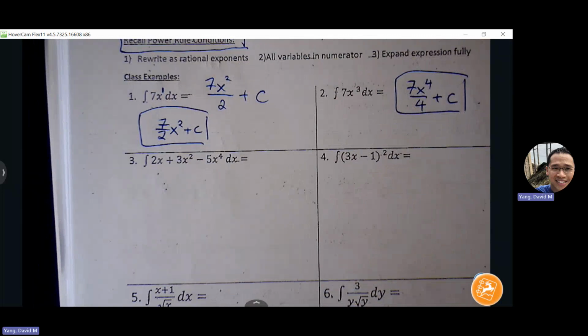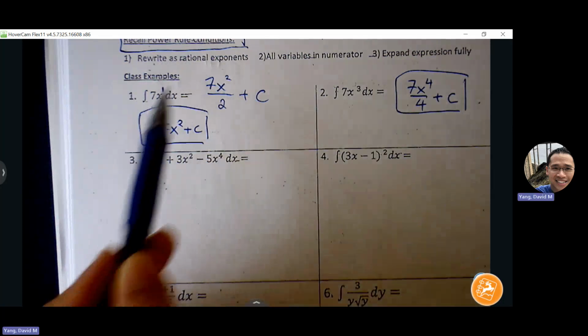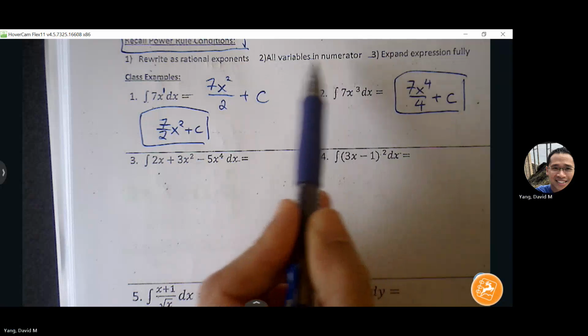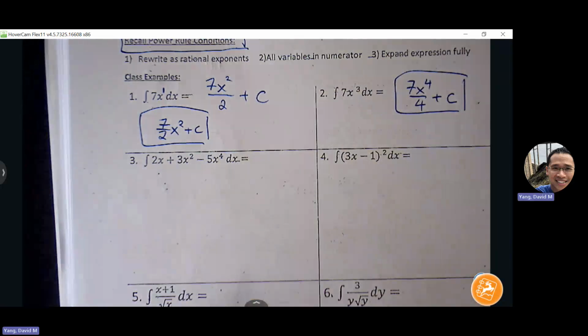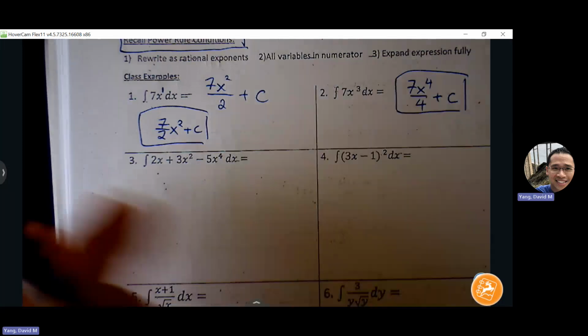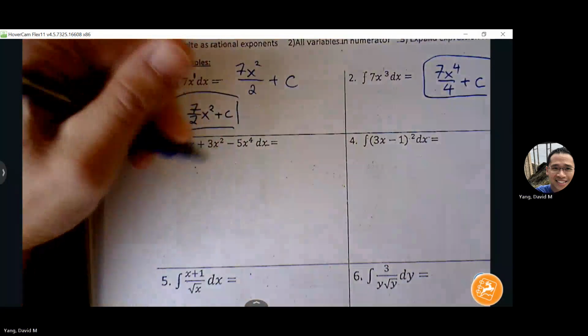Okay, number 3. What do you notice different with number 3? Yeah, we have 3 terms. Are there any issues with each of these 3 terms? Do they need any cleanup here? No, there's no parentheses either. There's nothing to expand. These are all standalone terms. So we can do power rule how many times here? 3 times. Okay.